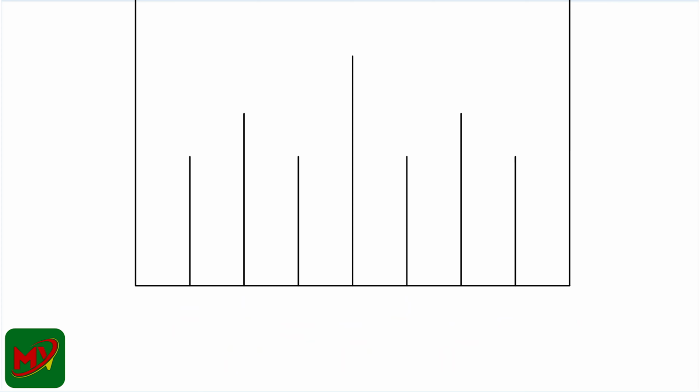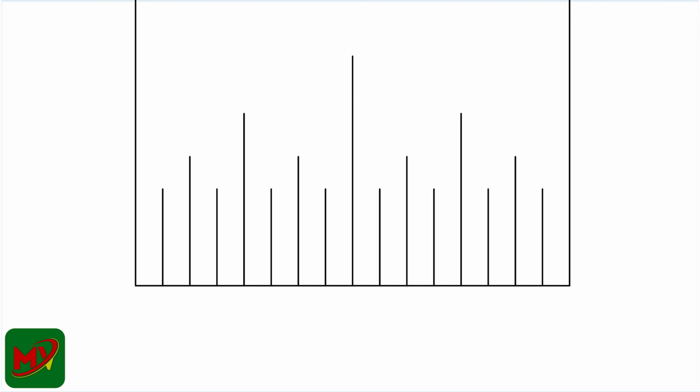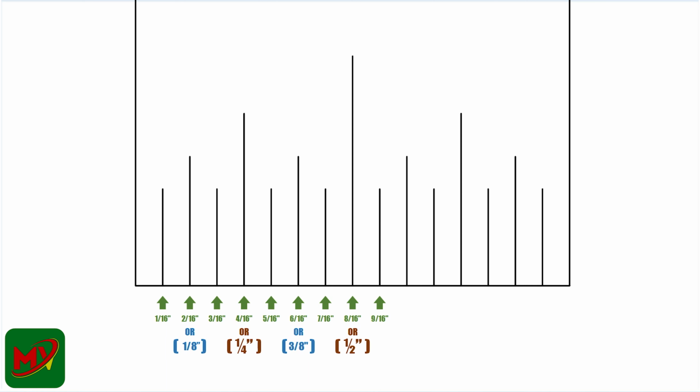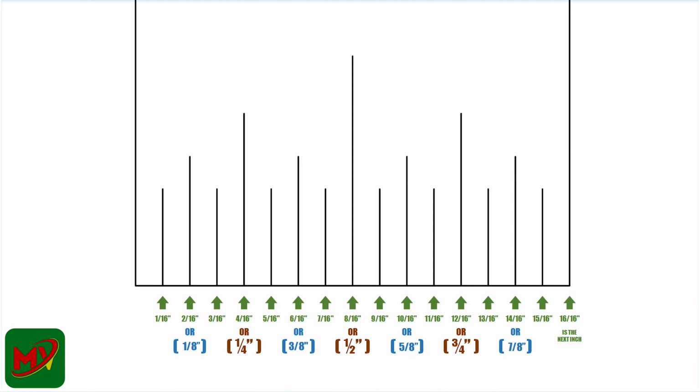This is still not enough, so we carry out the same operation one more time, cutting the new spaces in half again. This makes 16 equal spaces, or 1/16 of an inch. We can refer to these as 1/16, 2/16, or 1/8 of an inch, 3/16, 4/16, or 1/4 inch, 5/16, 6/16, or 3/8, 7/16, 8/16, or half an inch, 9/16, 10/16, or 5/8, 11/16, 12/16, or 3/4, 13/16, 14/16, or 7/8, 15/16, and finally, the last 16th is the next inch. And as you can see, all the numerators are odd.